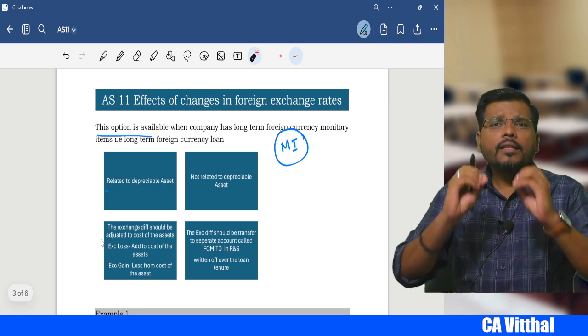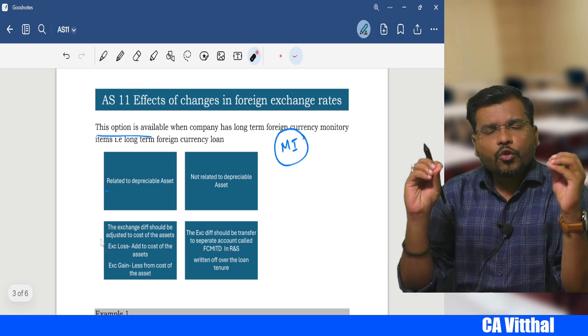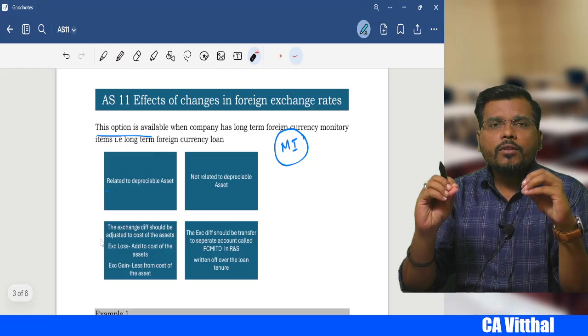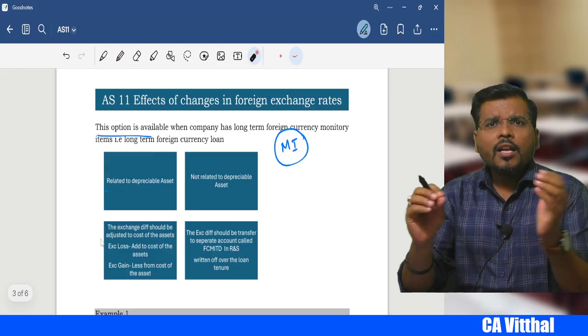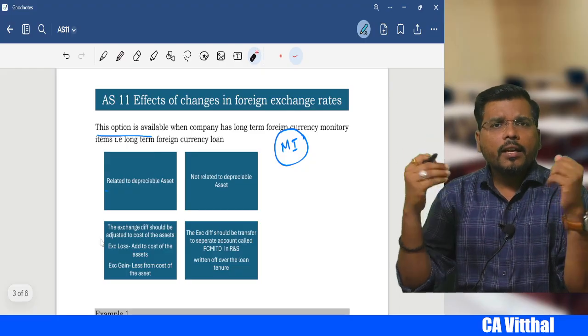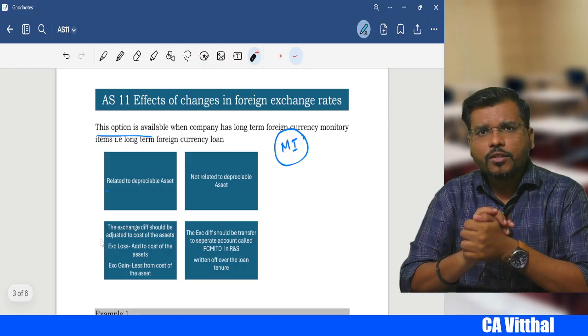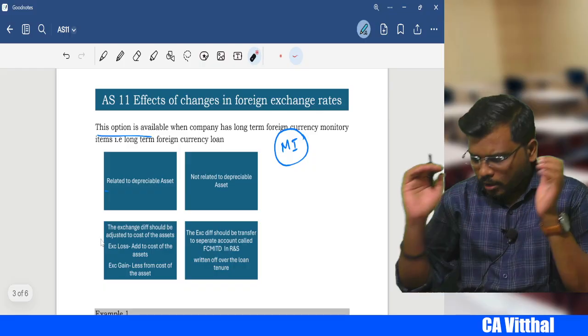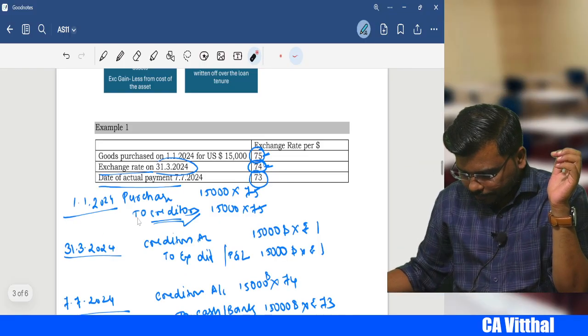Again I repeat, this is an exception. If you want to follow, you can follow this exception, which is para 46A. If you don't want to follow it, don't follow it. Directly transfer the exchange difference to the statement of profit and loss. Okay, right, come to the next one.